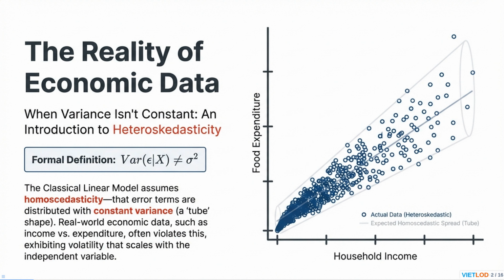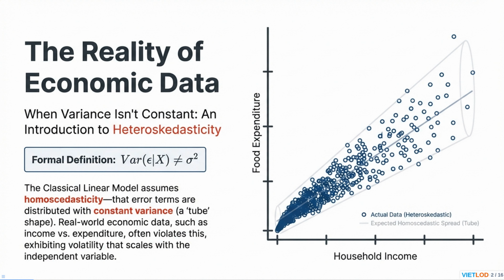Welcome to this look at the reality of economic data. In textbook statistics, we often assume homoskedasticity, the idea that our error terms have a constant variance, creating a neat tube of data points. But real-world data is rarely that well behaved.